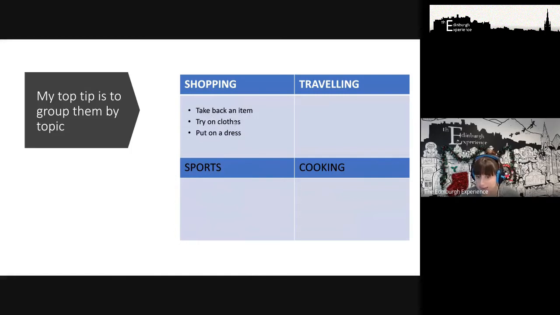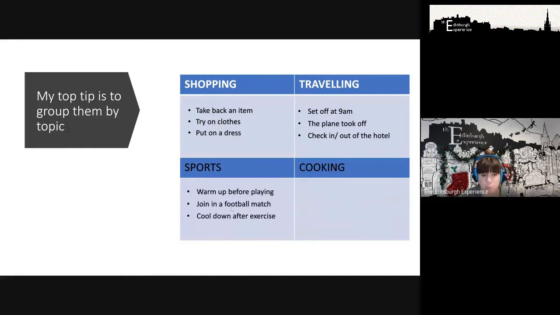So I could talk about shopping. I might take back an item, or try on some clothes, or put on a dress. Okay. If I'm talking about traveling, I could set off at 9 o'clock, or the plane took off, or I would check in to my hotel. If it's sports, you would warm up before playing a match, join in a football match, or cool down after exercise. And if we're talking about cooking, we might heat up food in a microwave, or chop up onions, or say the sauce boiled over, right?